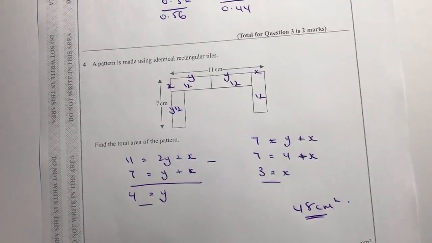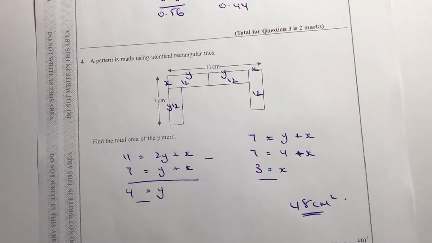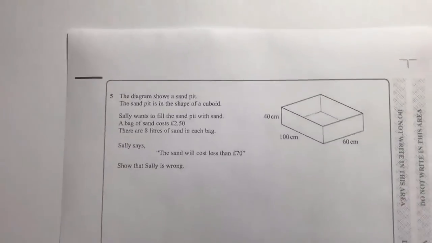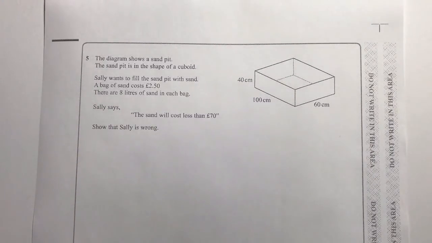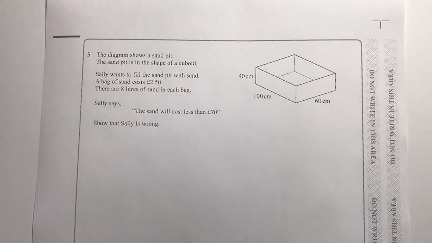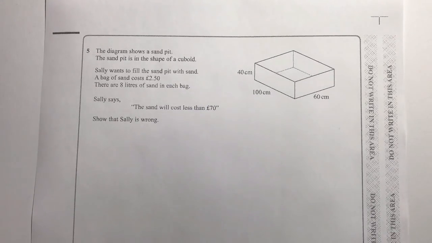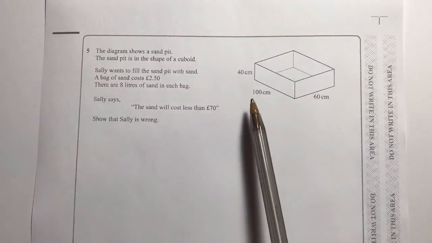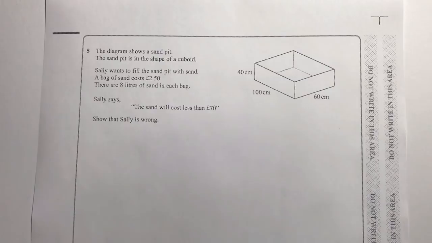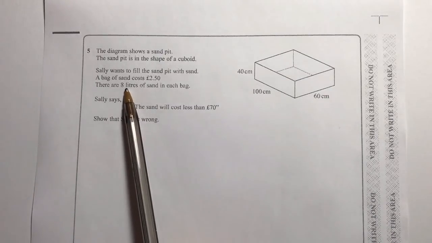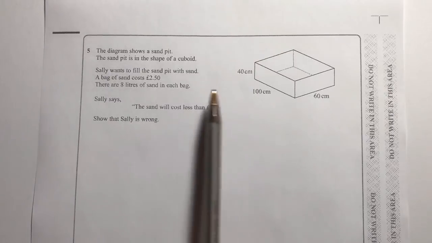Let's then move on to question number 5. And on question number 5, we've got a volume question. These do crop up an awful lot on these sorts of papers, so it's well worthwhile getting to grips with working out volumes. And what she's saying is that you've got this sand pit, and we're going to fill it with sand. Now, importantly, we've got 8 litres of sand in each bag.